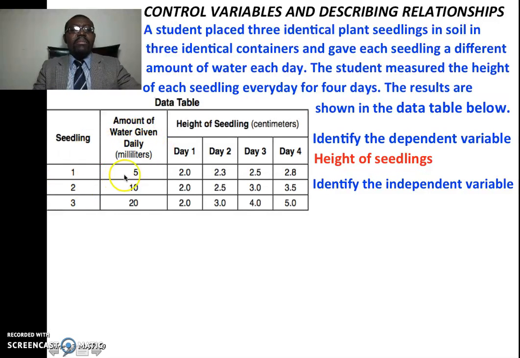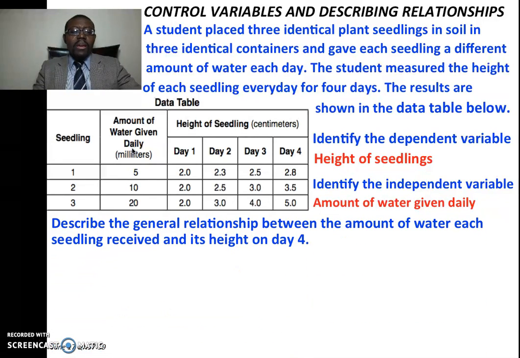For the first seedling, we gave it 5. The second, we gave it 10. The third, we gave it 20. So what we change, what we manipulate, is the amount of water given daily. That's the independent variable. The next question says, describe the general relationship between the amount of water each seedling received and its height on day 4.